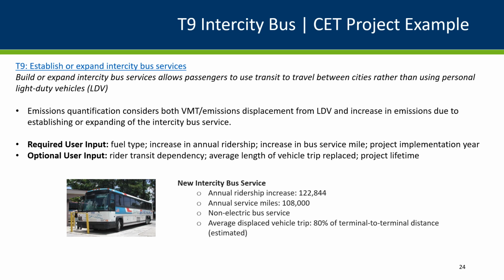Of course, for electric bus service or hydrogen bus service, the calculator will always show emission reductions. As inputs, the calculator requires the bus's fuel type, expected ridership increase, expected bus mileage, as well as optional inputs for trip length and the percentage of riders who are transit dependent. For our example project, we consider a diesel bus service with 120,000 riders annually and 108,000 annual miles. We then estimate the length of displaced trips to be 80% of the terminal-to-terminal distance of the bus service, to account for distance traveled before and after the bus trip.